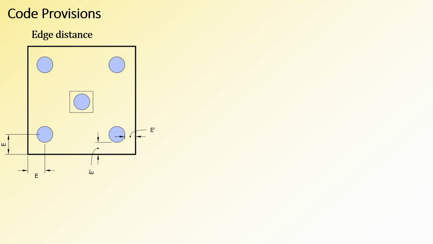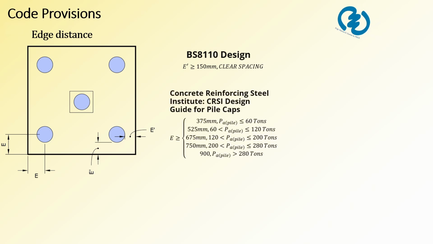Another important consideration, which is often overlooked, is the minimum edge distance from the pile to the edge of the pile cap. This dimension is critical for preventing edge shear failure and ensuring sufficient pile cap material at the edges for structural integrity. BS8110 design code recommends a minimum clear edge distance of 150 millimeters. Meanwhile, the CRSI Design Guide for Pile Caps provides more detailed recommendations, specifying center-to-edge distances for various pile working load capacities. These guidelines help tailor the design to the project's specific demands, ensuring both safety and efficiency.